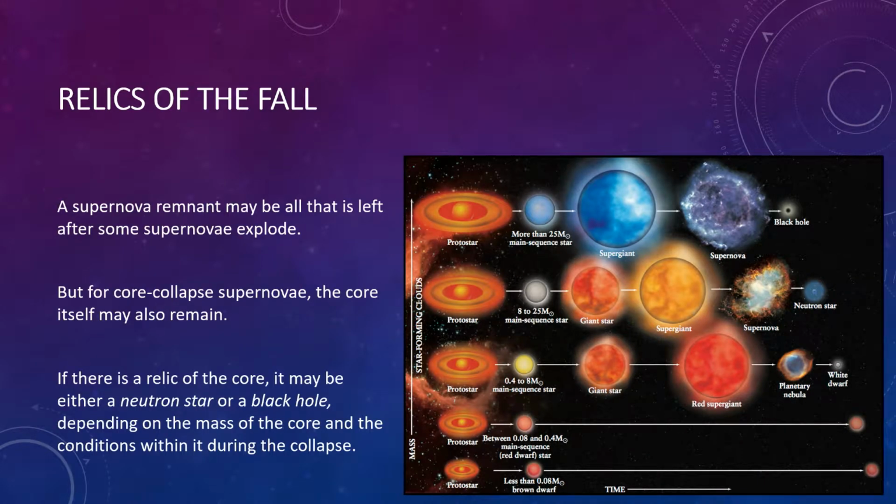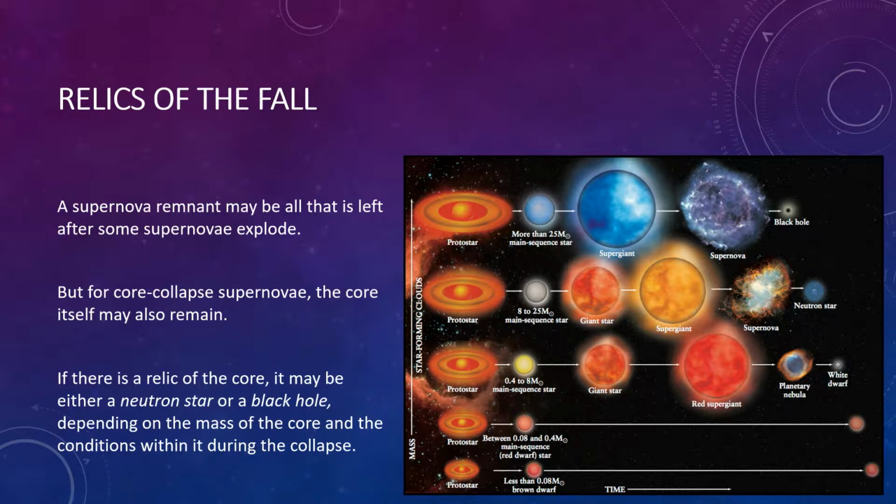A supernova remnant may be all that is left after some supernovae explode, but for core collapse supernovae of type II, Ib, and Ic, the core itself may also remain. If there is a relic of the core, it may be either a neutron star or black hole, depending on the mass of the core and the conditions within it during its collapse. Neutron stars, as the name suggests, are made primarily of neutrons.